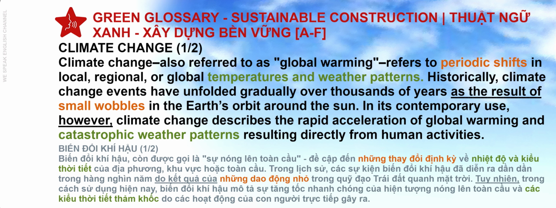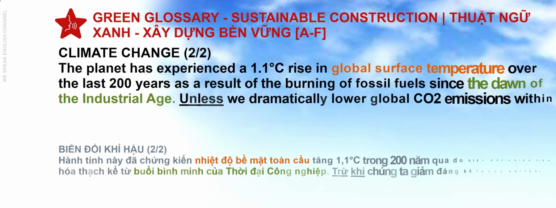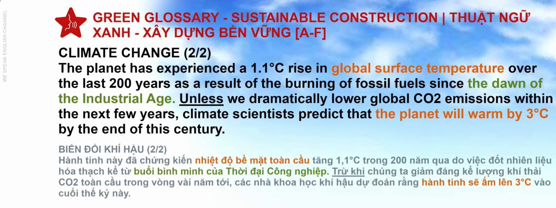In its contemporary use, however, climate change describes the rapid acceleration of global warming and catastrophic weather patterns resulting directly from human activities. The planet has experienced a 1.1 degrees Celsius rise in global surface temperature over the last 200 years as a result of the burning of fossil fuels since the dawn of the Industrial Age. Unless we dramatically lower global CO2 emissions within the next few years, climate scientists predict that the planet will warm by 3 degrees Celsius by the end of this century.